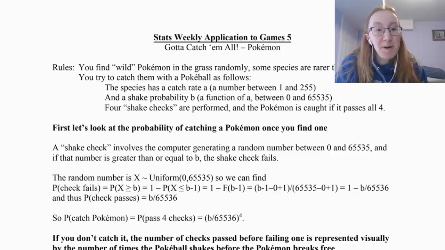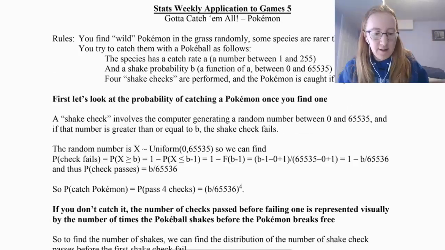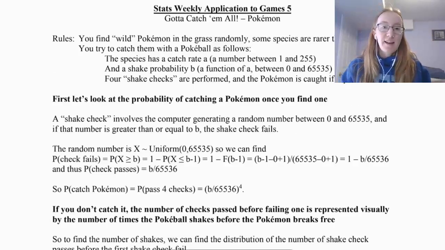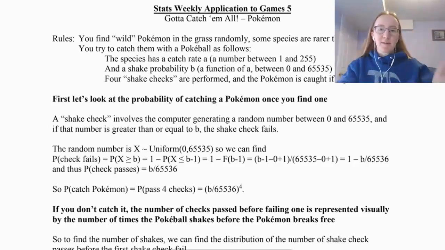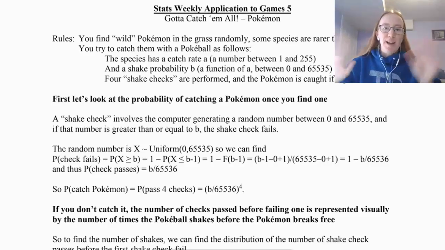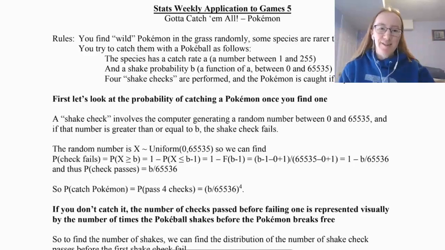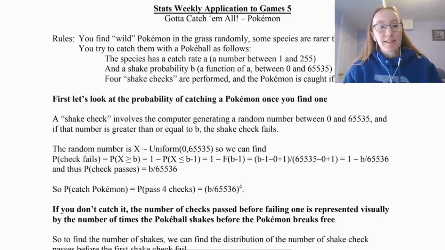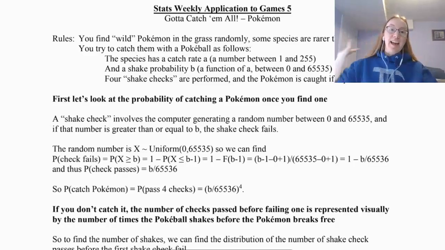I'm going to be talking about Pokemon and how all the different distributions we've learned in week 5 relate to that game. So, how this game works, the original computer game, again, there's multiple versions of it, but you basically find wild Pokemon in the grass randomly or in various locations, and some species are rarer than others, and you try to catch them with a Pokeball.